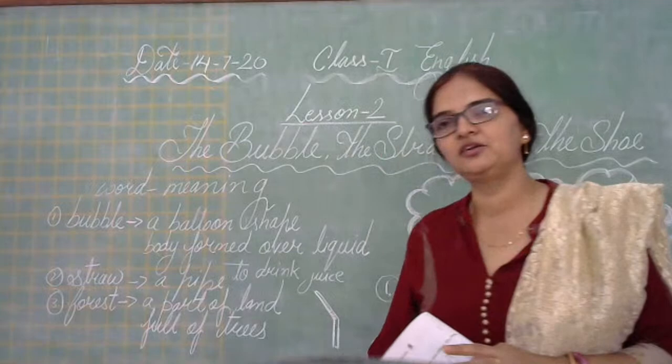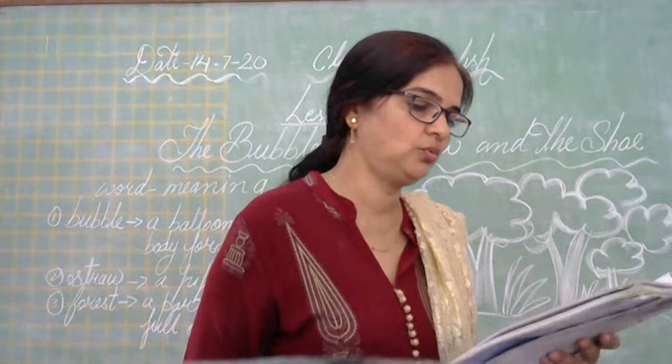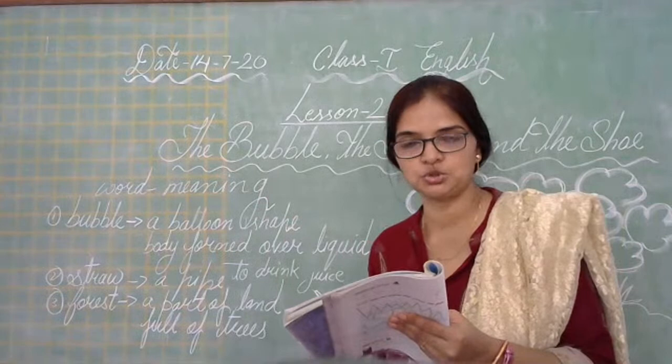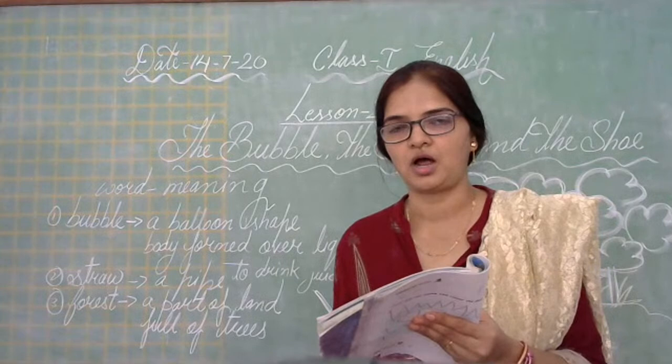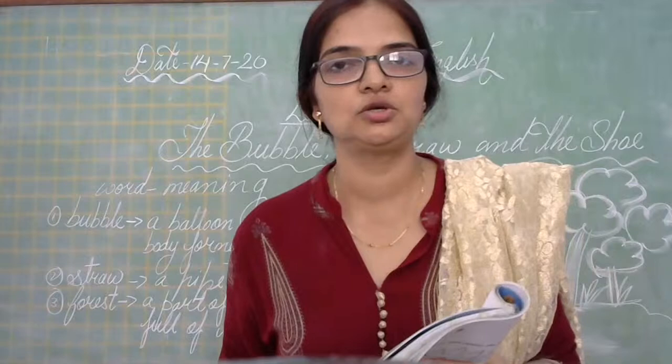Look at your book, a beautiful picture is given on page number 21. So where did they go one day? One day they went into the forest. After walking some distance, they came to a river. They did not know how to cross it. Here the word it means the river.